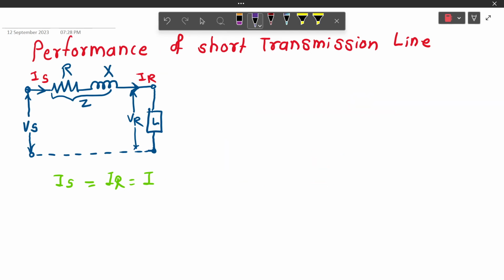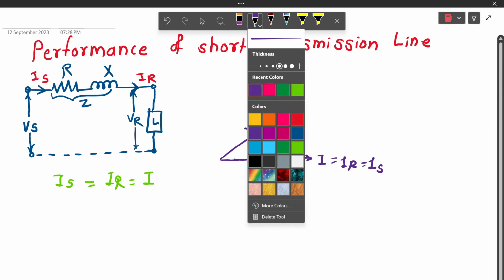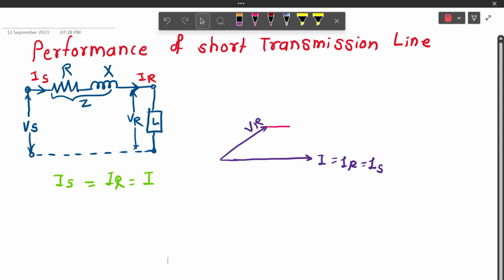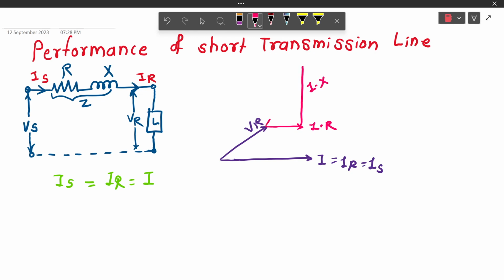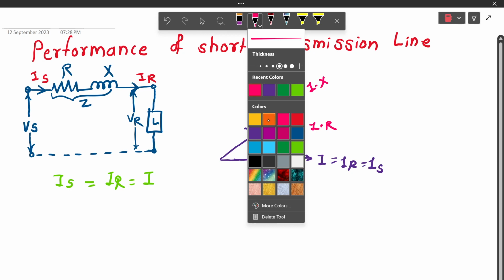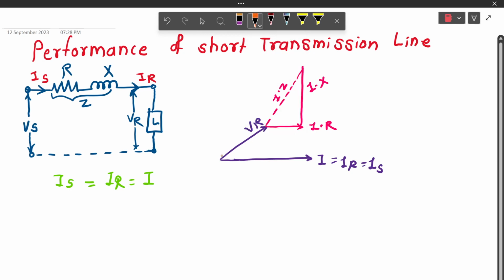Now, this phasor diagram is drawn by considering VR as a reference. Let us draw the phasor diagram by considering IR as a reference. I is equal to IR is equal to Is. Now, the voltage across receiving end or load is represented with VR. The voltage drop across resistance is represented as I into R. Voltage drop across reactance is represented with I into X, and the total voltage drop across impedance is I into Z. If we draw the resultant of these voltage drops, we will get sending end voltage. Let us consider it as Vs.